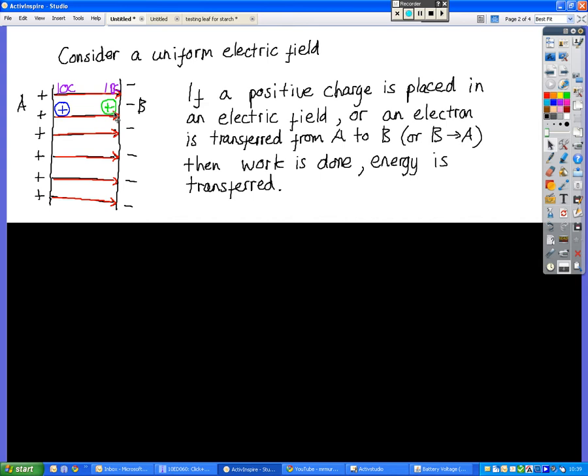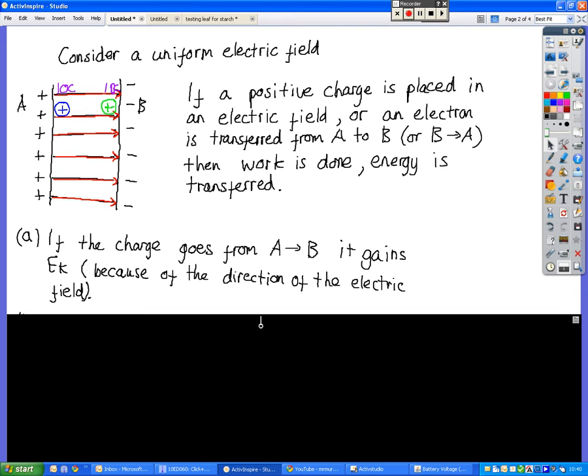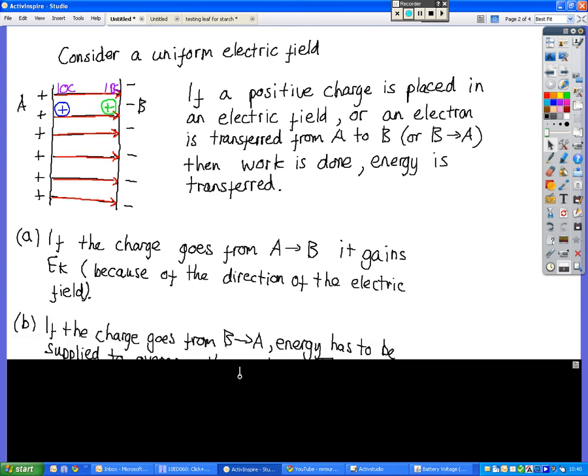So if we place a positive charge in that electric field, and a charge is transferred from A to B or from B to A, if any charges move through there, then there must be some kind of work done, because there's going to be forces of attraction and repulsion here. Then we looked at both of the cases. So the first one there, if the charge goes from A through to B, then it gains kinetic energy because of the direction of the electric field. So we've got a positive charge here, and we've got negative charges here, so it's going to be attracted. We've also got positive charges on the other side, so it's going to be pushed away from there. So it's going to gain some sort of kinetic energy. There's going to be a force pushing it away. It's going to move, so it's got kinetic energy in the direction of the electric field.